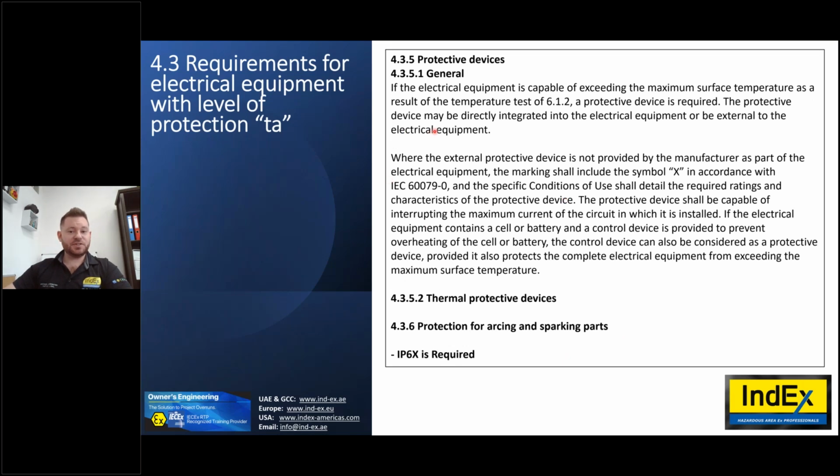Protective devices: if the electrical equipment is capable of exceeding the surface temperature as a direct result of the temperature test, a protective device is required. A protective device may be integrated or external to the equipment. Where it is not included by the manufacturer as part of the electrical equipment, the marking shall include the X, conditions of use. The protective device shall be capable of interrupting the maximum current of the circuit in which it is installed. If the electrical equipment contains a battery or cell and a control device is provided to prevent the overheating of that, the control device can be considered a protective device. There are also then requirements for thermal protection devices and protection for arcing and sparking parts. Key point for EXTA, IP6X is required.